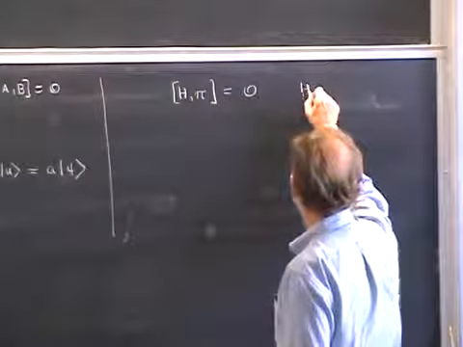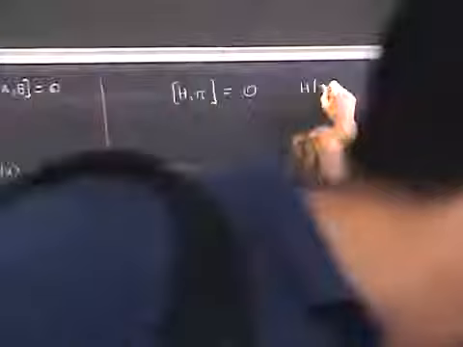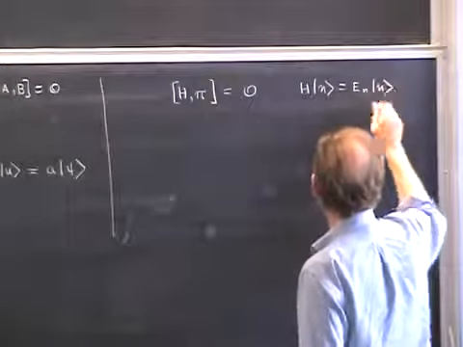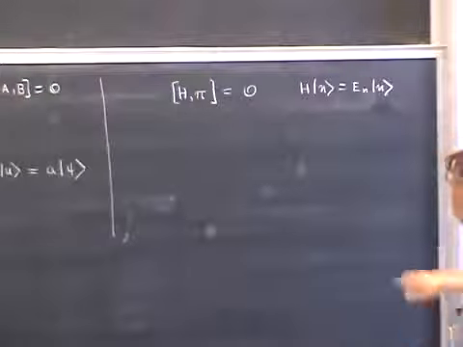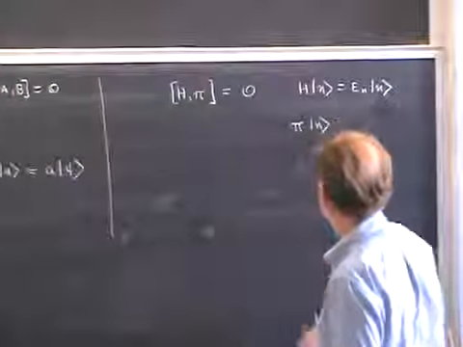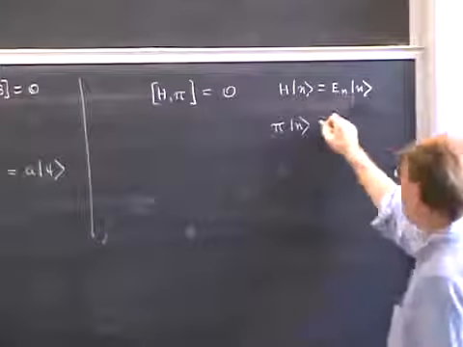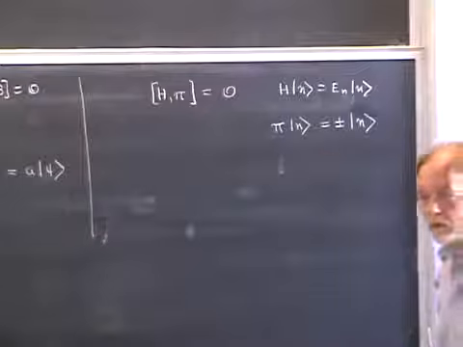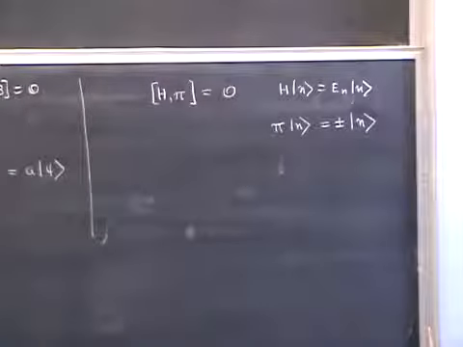Now let's suppose I've got an H acting on some state n like this, and it gives me an eigenvalue En, which is non-degenerate. And the statement is that n is also an eigenstate of parity. The eigenvalues of parity are plus or minus 1, so it's got to be one of the two choices, plus or minus 1. As an example of this, you might think of the ordinary harmonic oscillator.